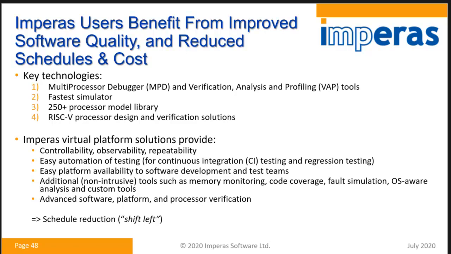reducing their schedules, and reducing their costs using our technology. Some of the key technologies are the debugger and the analysis tools, an exceptionally fast simulator, a very large processor model library, and the ability for people to use it to model their own processors and enable them to use Imperas as a reference simulator for their verification. Our platforms provide complete controllability, observability, and repeatability, and are very easy to integrate into continuous integration environments. And then we have a whole bunch of other technologies to do with fault simulation, memory monitoring, OS-aware technologies. And the whole goal is to help people shift left.